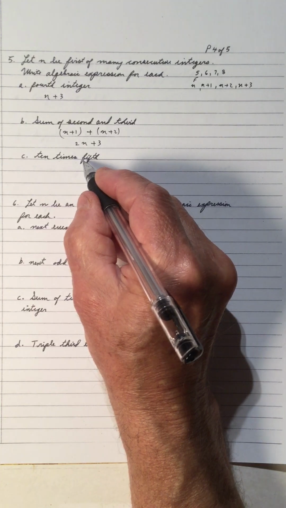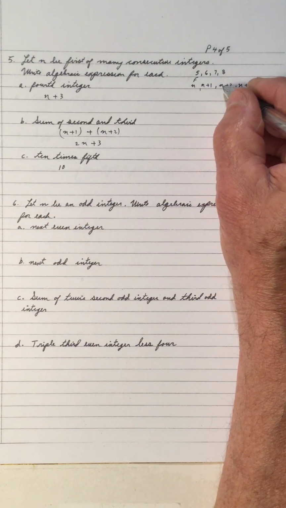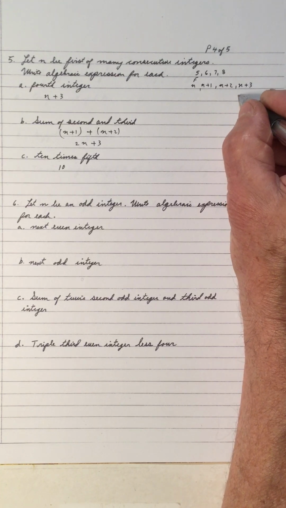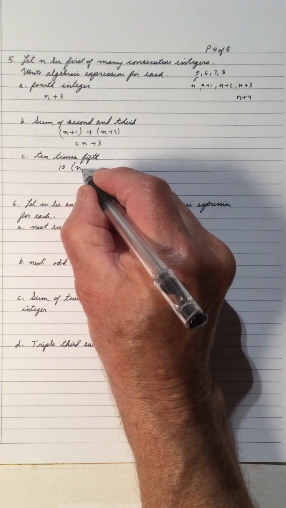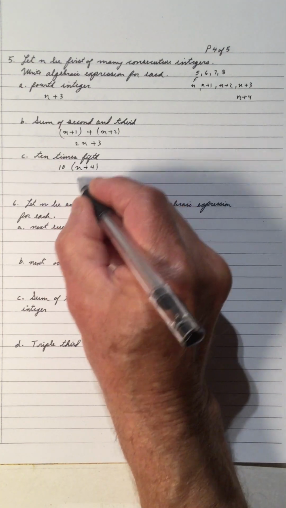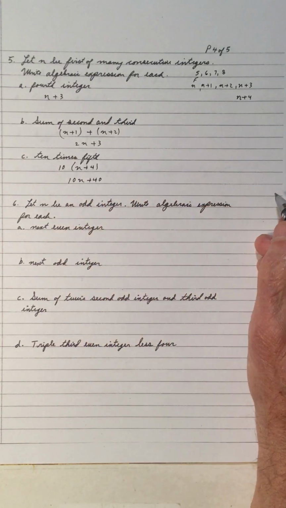10 times the fifth. So 10 times first, second, third, fourth, fifth. So the fifth is n plus 4. So that's 10n plus 40 if you simplify them.